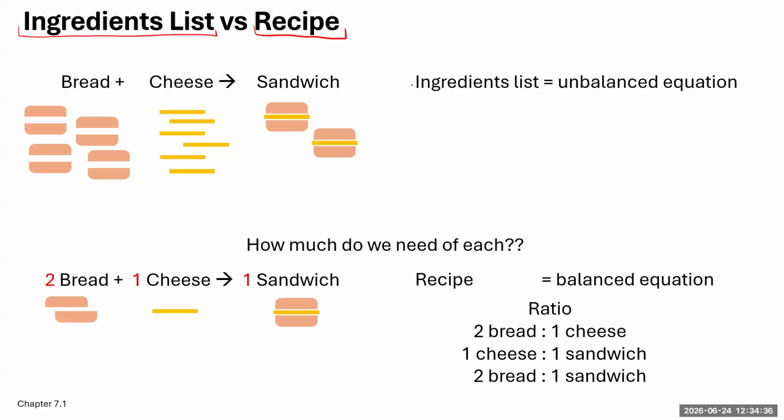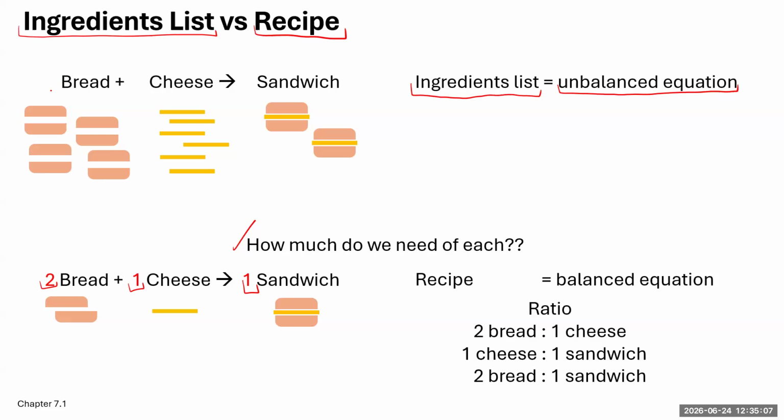An ingredients list is an unbalanced equation, meaning the starting stuff doesn't necessarily match up with the ending stuff. So when we start putting this recipe together, how much do we need of each? We start seeing these numbers, and it has to be equal on both sides. The stuff it's made of has to be the same on both sides.